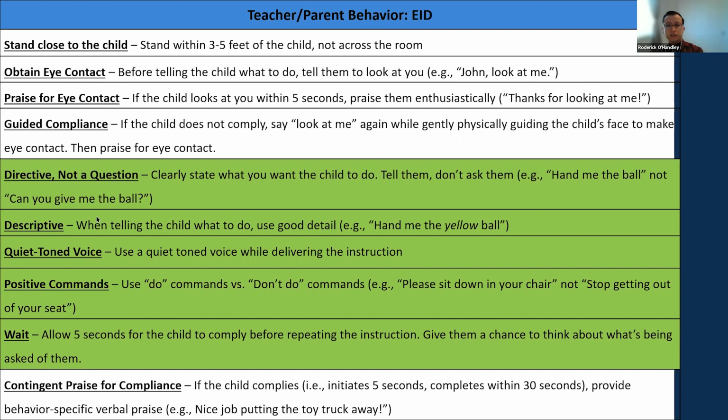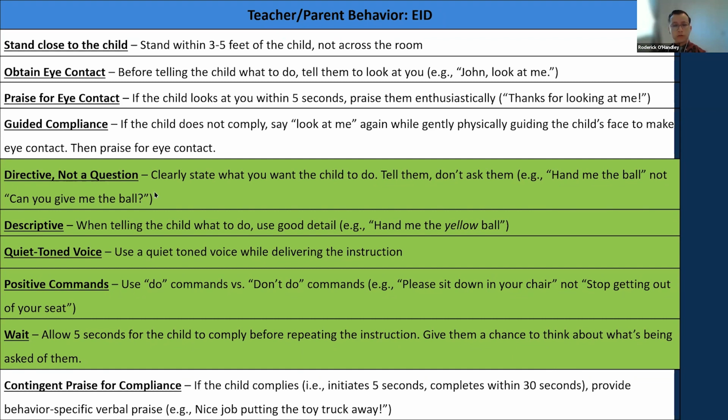But that doesn't mean you should just always tell them what to do and never ask them what to do, right? Parents often express concerns about, am I showing good manners and those sorts of things? And those things are important. So just keep that in mind: you're not using this 100% of the time. It's really when kids are more likely to be non-compliant. Give a directive, not a question. Clearly state what you want your kid to do.